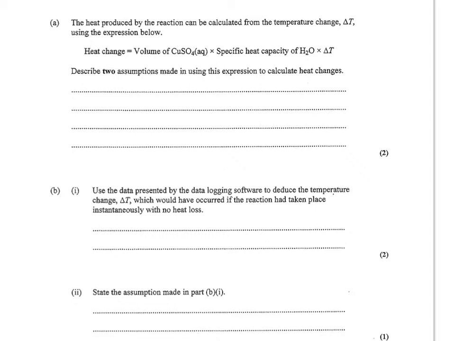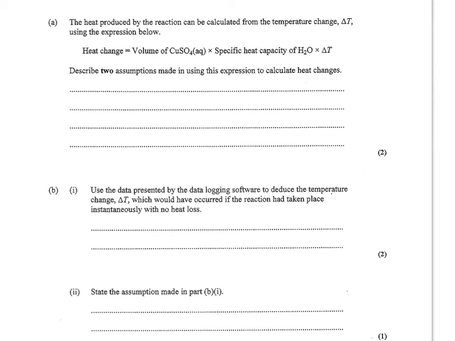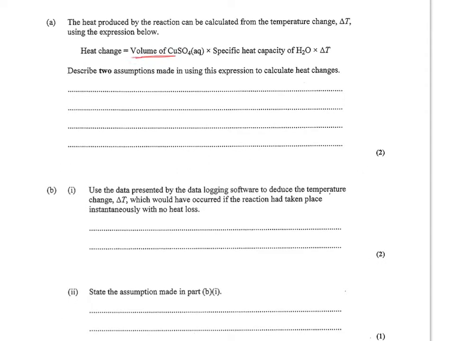So basically mcΔT, but we're going to use the volume because we're going to make a couple of assumptions. And that's what they want to know here. What are those assumptions? Well, if we're going to use the volume of CuSO4, we're assuming that the density of CuSO4 is equal to the density of water. We're using the specific heat capacity of water, so we're also assuming the C value for CuSO4 is equal to the C value of water.